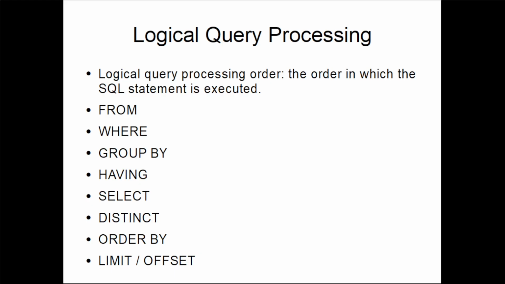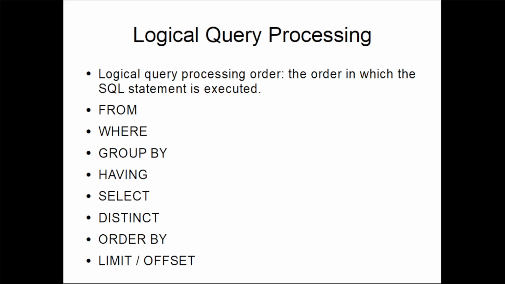The logical execution order follows these steps. From identifies the source of data and applies joins. Where filters rows before any grouping occurs. Group by groups the filtered data based on specified columns. Having filters groups after aggregation. Select determines what columns or expressions appear in the output.